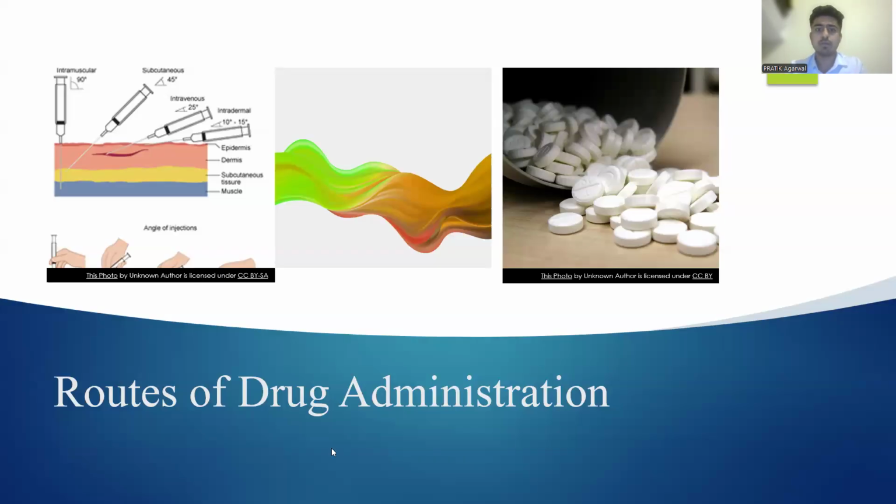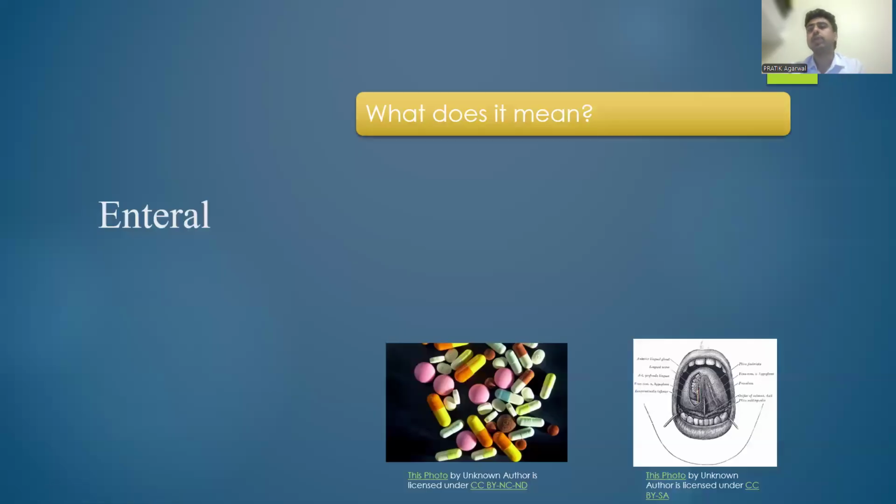So moving forward, the first route is the enteral route. What does the enteral route exactly mean? The enteral route basically applies to those routes of drug administration which require the drug to pass through the liver so that it can get metabolized.